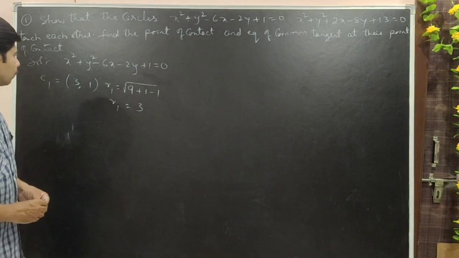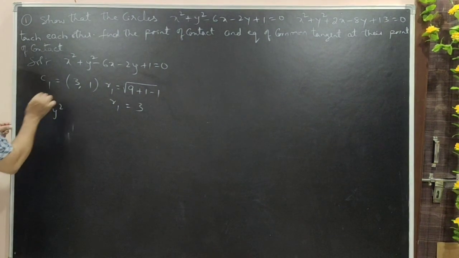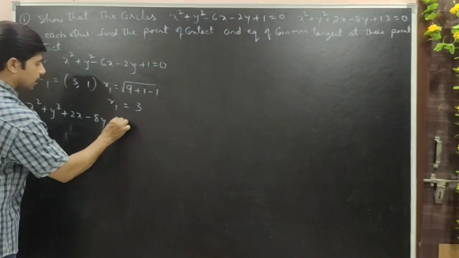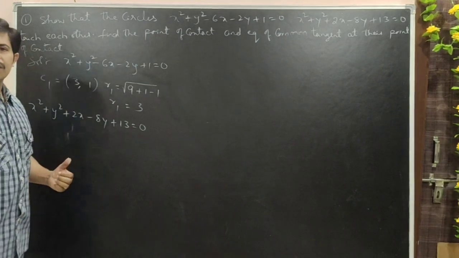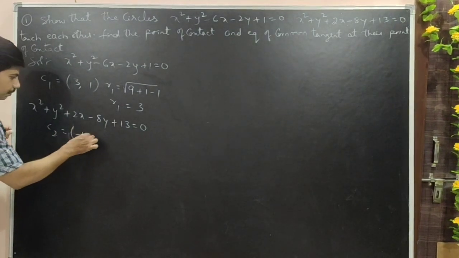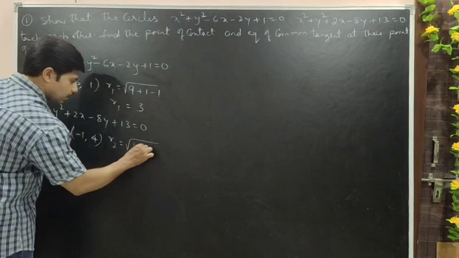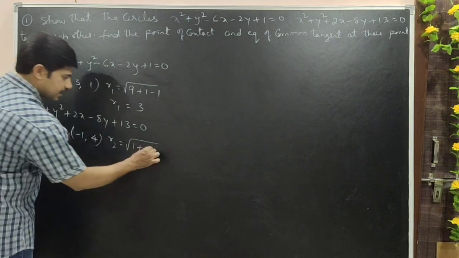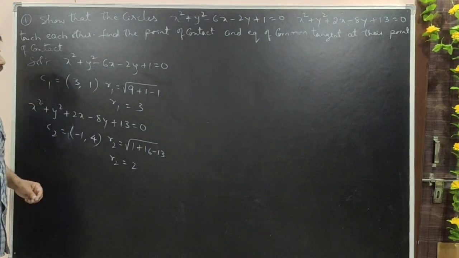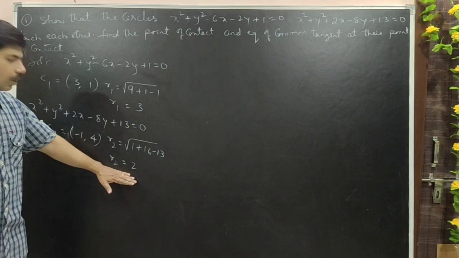Now after this R1 and c1, we take the second circle equation, x² + y² + 2x − 8y + 13 = 0. Here we find the second circle's center. What is c2? It is (−1, 4). And what is r2? It is the square root of g² + f² − c. So r2 is the square root of 4: 16 + 1 is 17, 17 − 13 is 4, and the square root of 4 is 2. So the value of r2 is 2.